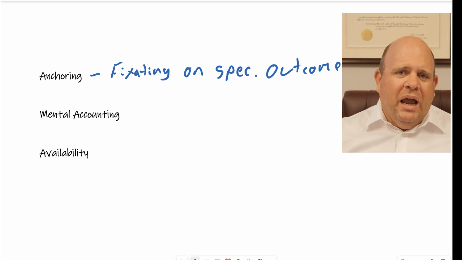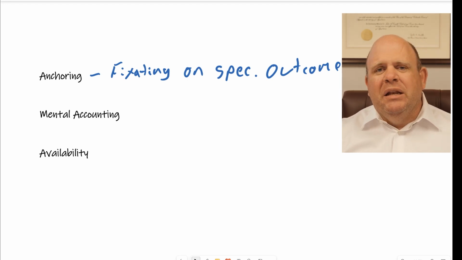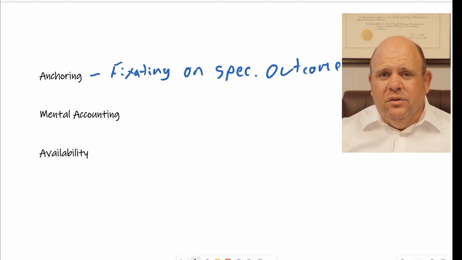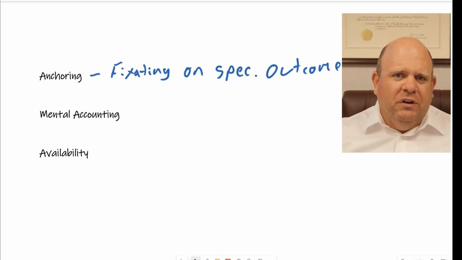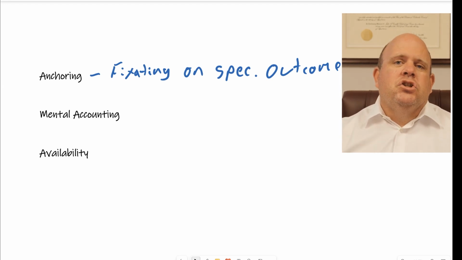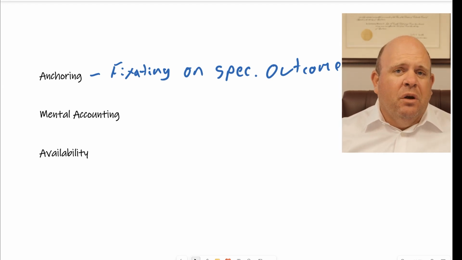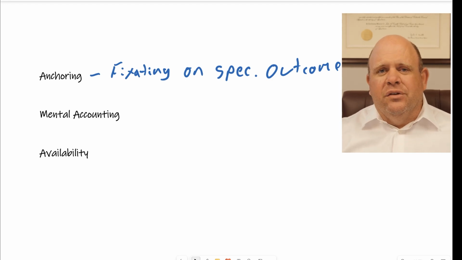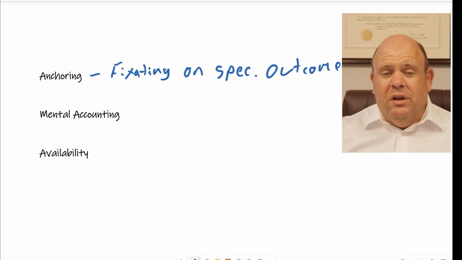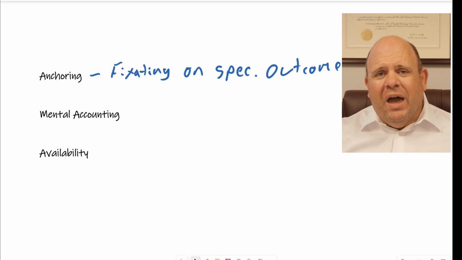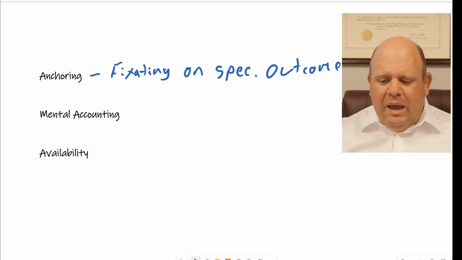Or that's what I can hire these people for. But that may not necessarily be the case. Even with overwhelming evidence, we may be stuck on a specific number, and not being able to move on from that number is going to change the facts and assumptions in our analysis to the detriment of our investors and ourselves. So that is the anchoring cognitive bias.